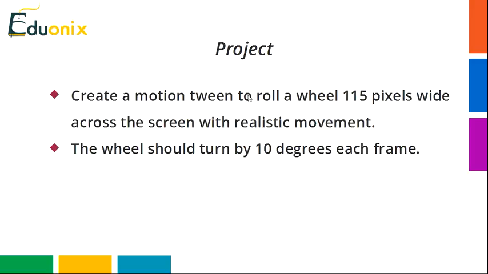So create a motion tween to roll a wheel 115 pixels wide across the screen with realistic movement, and the wheel should turn by 10 degrees in each frame. And you'll find a file with a wheel in associated with this lesson.